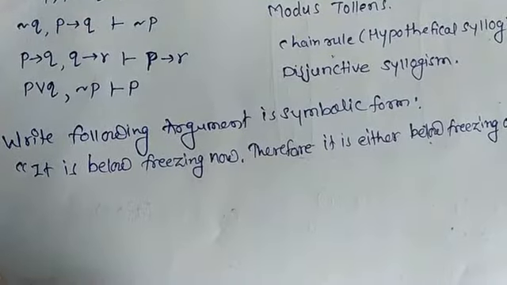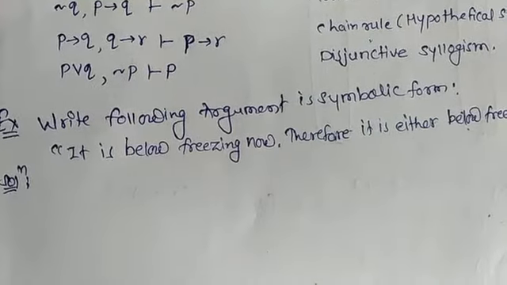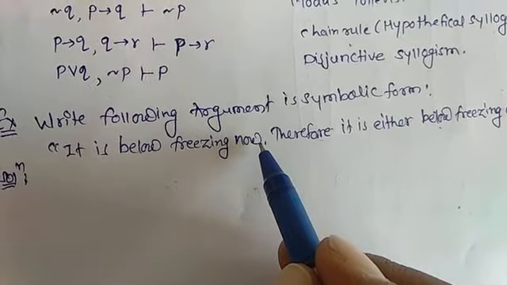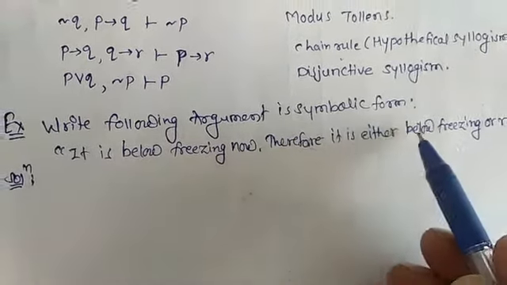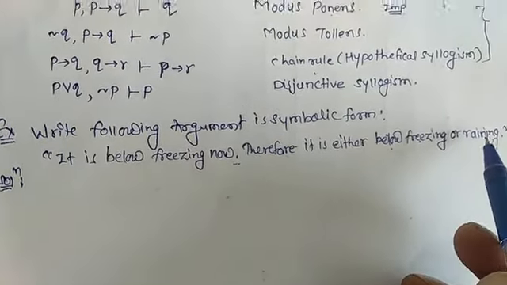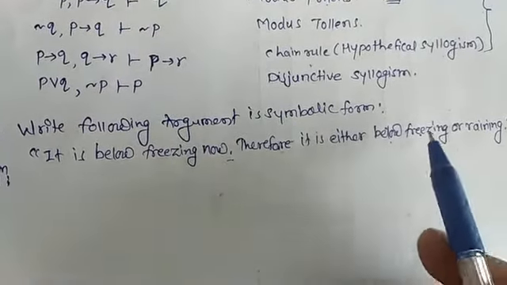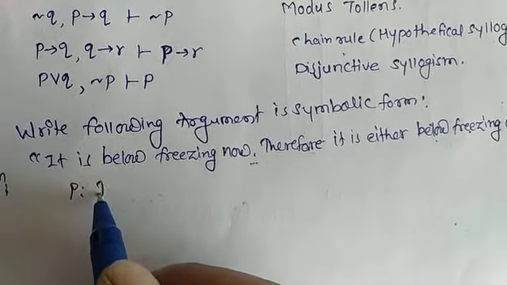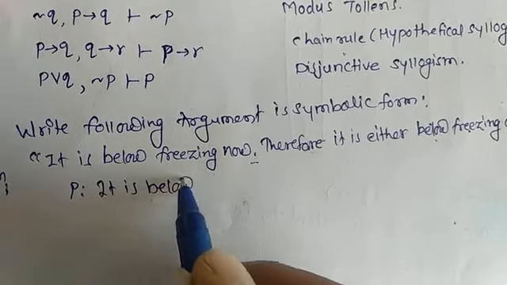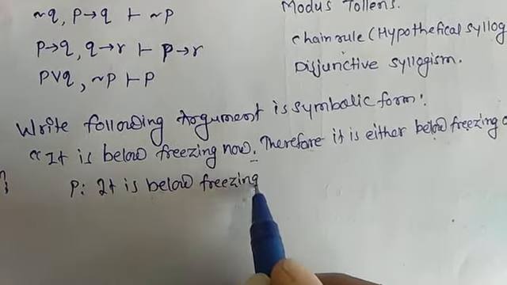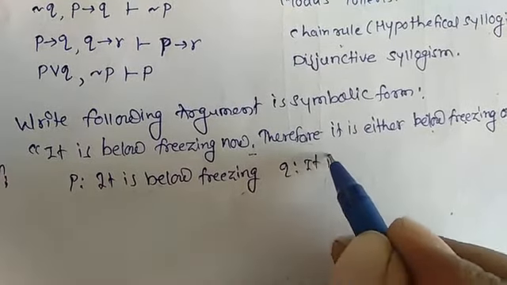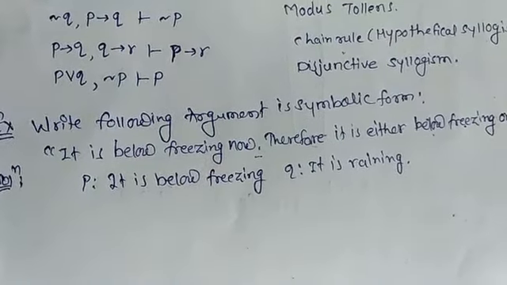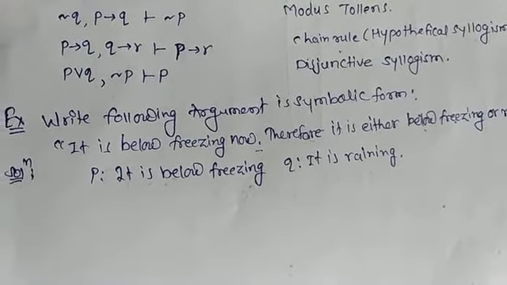First of all, we have to see how many sentences we have used. Here, it is below freezing is our first statement. Therefore, it is either below freezing or raining. That means there are two statements, which we define as P: it is below freezing, and Q: it is raining. So first we define the sentences, and now we write it in symbolic form.